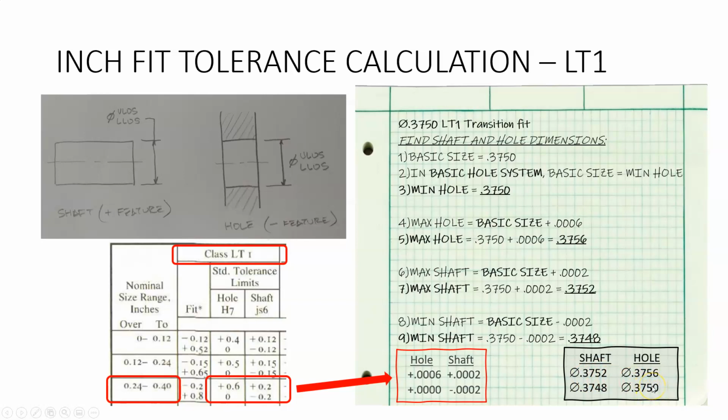0.3751, interference fit. 0.3752, that would be what we call a line fit. Okay, so we could have a range of interferences from 0.2 of a thou, 1/10 of a thou, or a line fit in this case, because this is a transition fit.